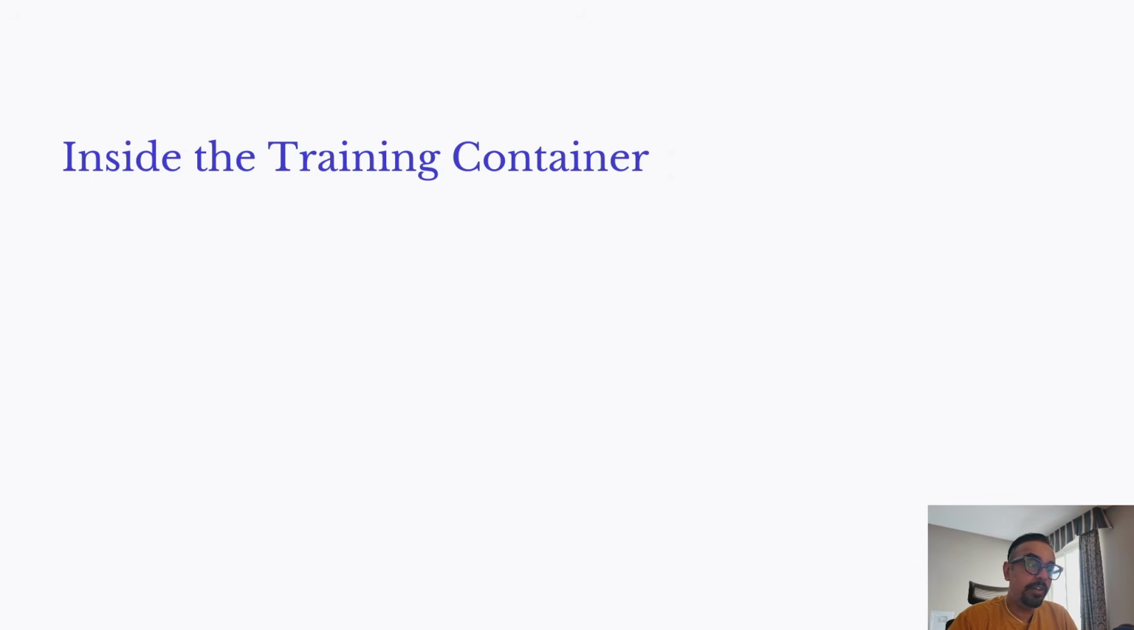Let's look inside a training container to understand where everything lives and how your code accesses the data. SageMaker uses a standardized directory structure that every container follows. When you understand this structure, writing training code becomes much simpler because you know exactly where to read the data from and where to save your model.